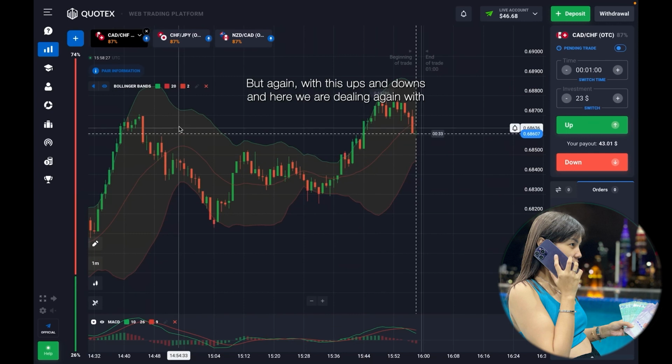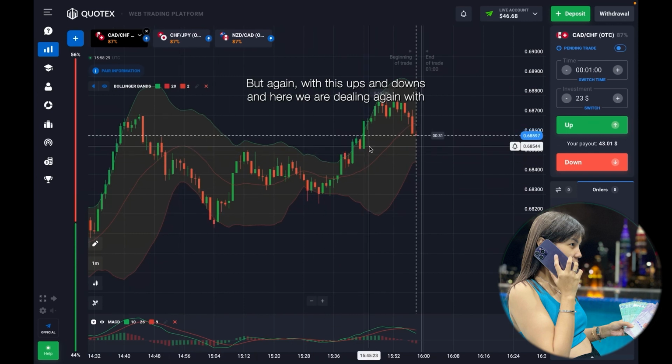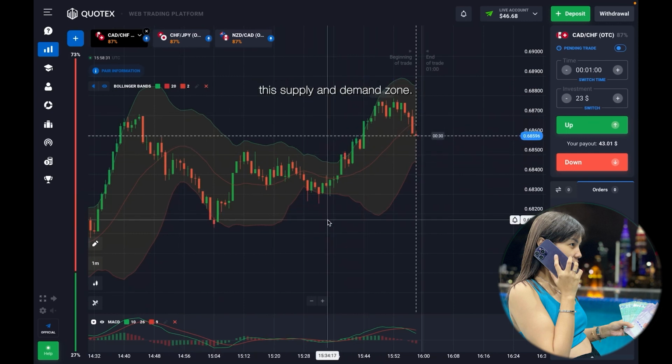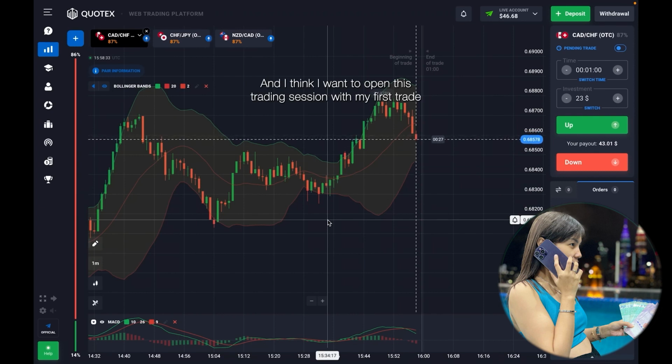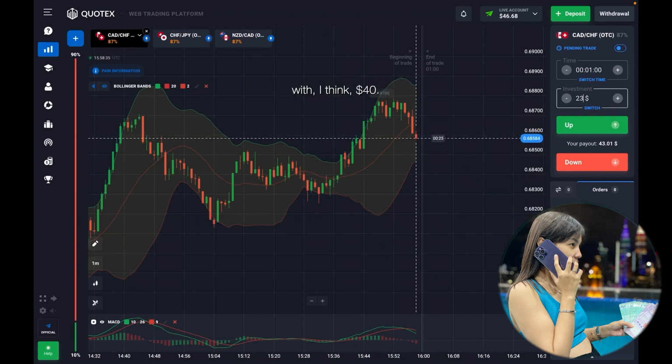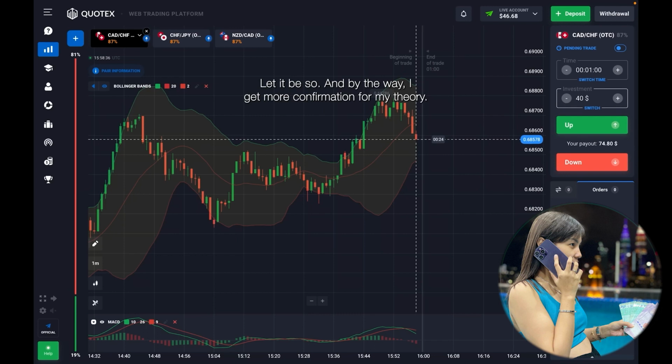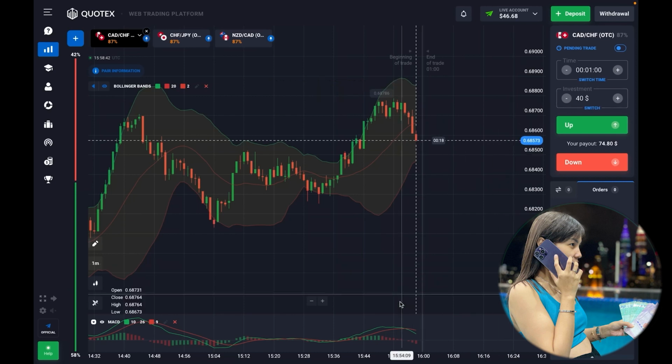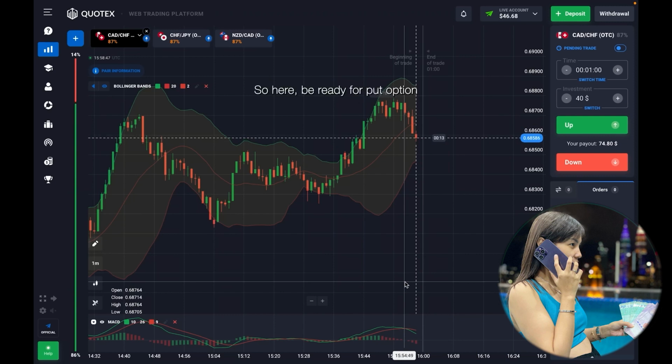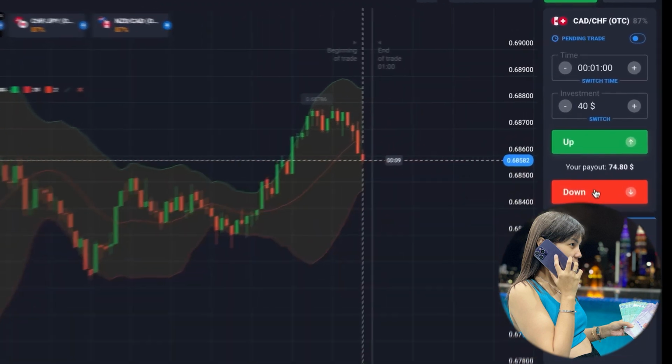But again, with these ups and downs, here we are dealing again with this supply and demand zone. And I think I want to open this trading session with my first trade with I think $40. Let it be so. And by the way, I get more confirmation for my theory and I get my signal from MACD indicator. And yes, classic technical analysis always warned. So here, be ready for put option right now.